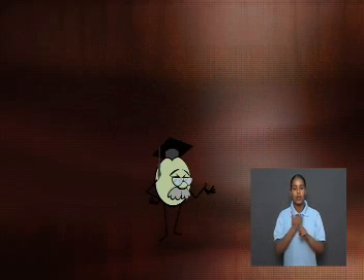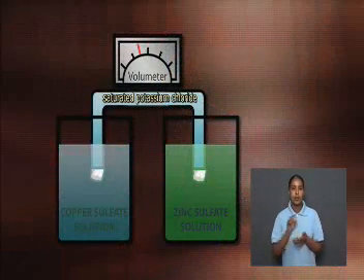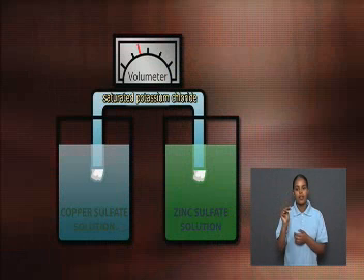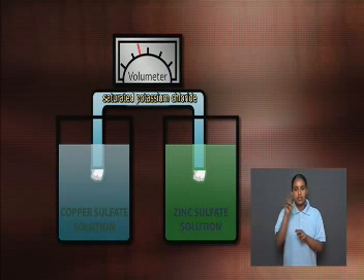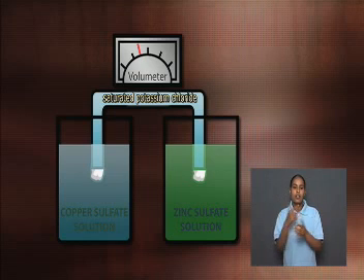Let's get back to our lesson. Welcome back, students. How did you do? The pointer of the voltmeter deflects from the zinc to the copper half cell. This indicates that electrons flow from zinc to copper half cells. Therefore, copper serves as the cathode and zinc serves as the anode.